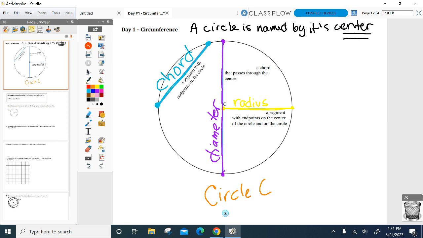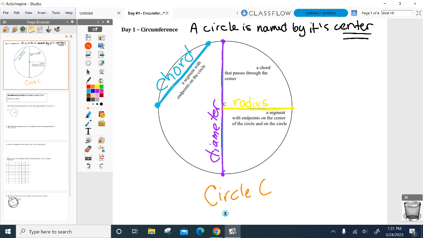Could it go through the center? Yes, as long as the two endpoints are on the circle. A diameter is a type of chord. Why? Endpoints are on the circle. Is a radius a type of chord? No. Only one endpoint's on. If both endpoints are on the circle, we can call it a chord. If it goes through the center, we just up it and call it a diameter.